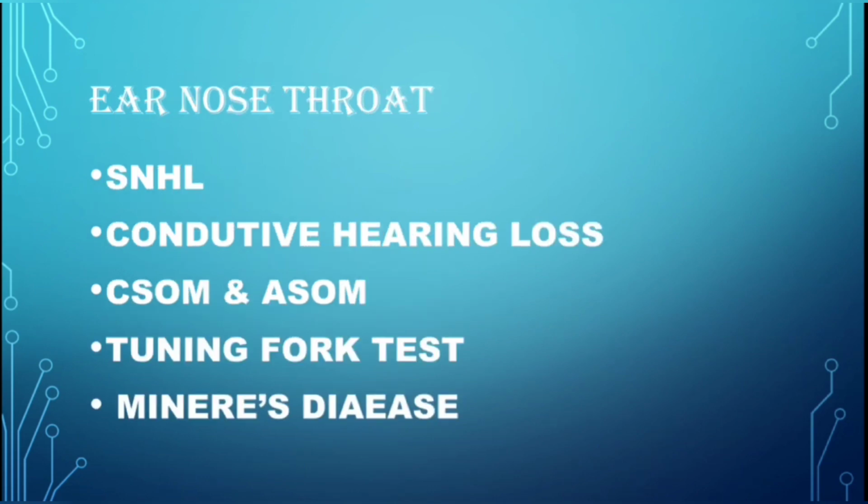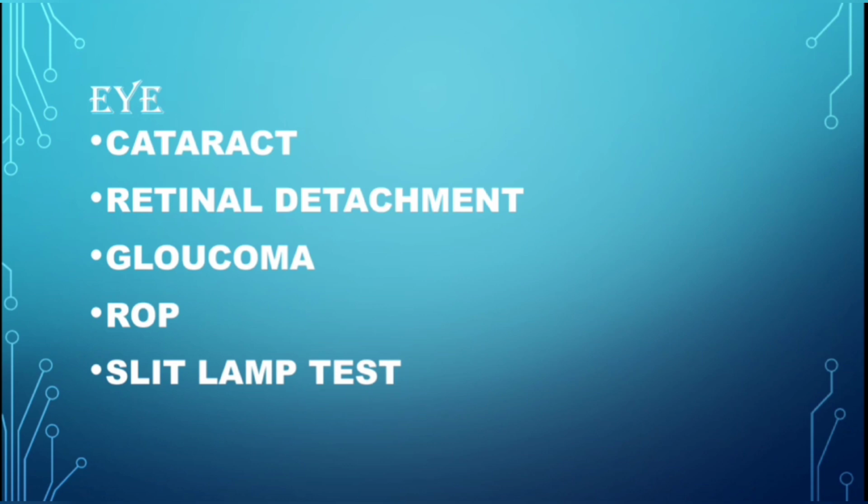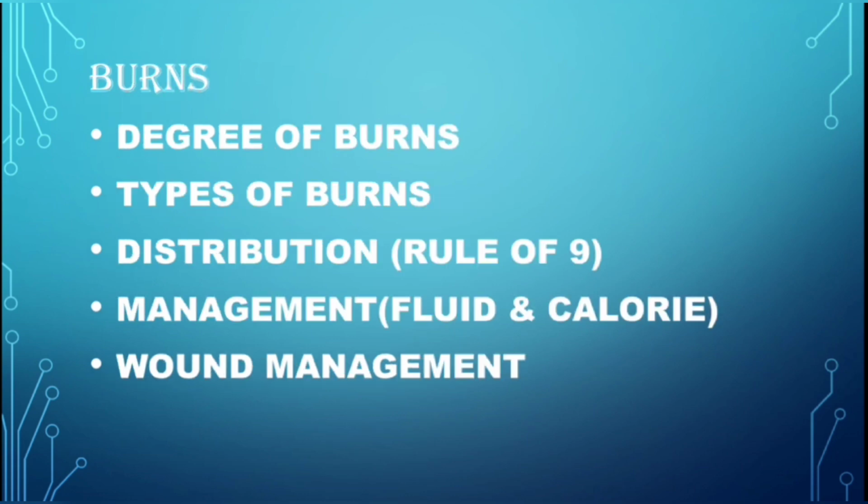Ear, nose, throat: we will have sensorineural hearing loss, then conductive hearing loss, then chronic and acute suppurative otitis media, then some tests like the tuning fork test, then Meniere's disease from the ENT. Coming to the eye, cataract is very important, retinal detachment is important, glaucoma, retinopathy of prematurity, and in tests, the slit lamp test is one of the important tests.